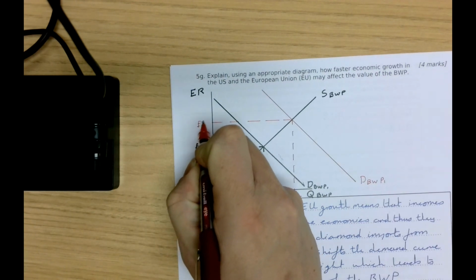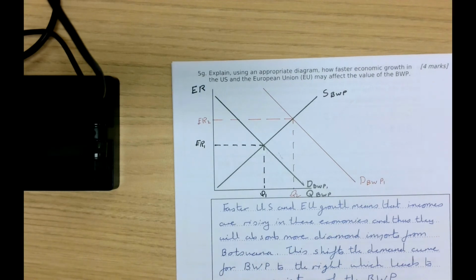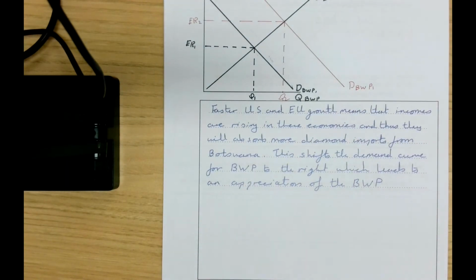Now let's read what was said here. So faster US and EU growth means that incomes are rising in these economies. That's what economic growth is: on average people are richer, and thus they will absorb more diamond imports from Botswana. Now, I've taken just certain parts of this question that pertain only to exchange rates, so the diamonds thing would have been mentioned in the original exam. So don't be like, why is he bringing up diamonds?